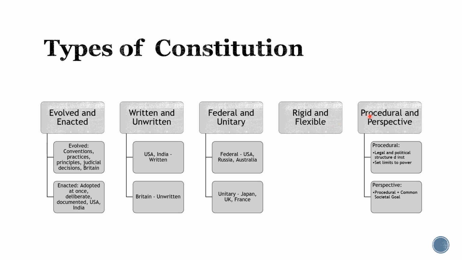Then procedural versus perspective. A procedural constitution is like a set of legal and political structure given to the government, and it sets limits to the power of the government. But perspective is one step ahead of procedural, where it is definitely procedural, but it also sets a societal goal, a nationwide goal that the country is supposed to work towards.